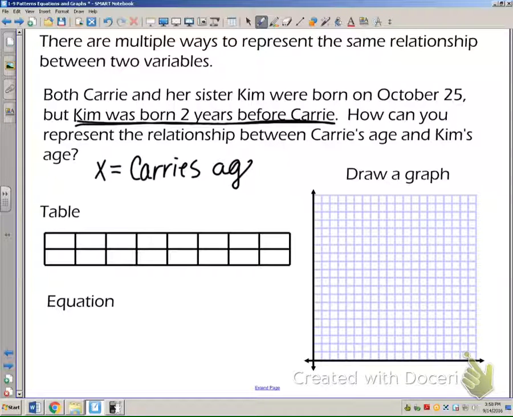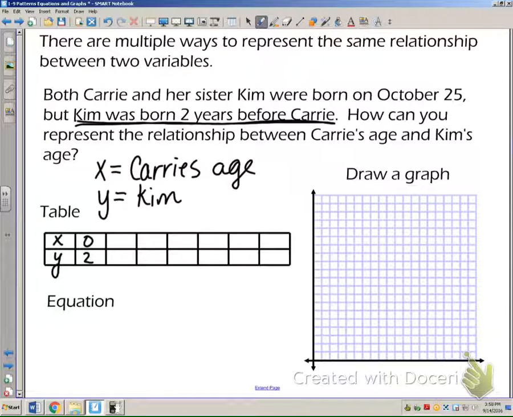And let's let y equal Kim's age. So now if you think about this, if Kim was born 2 years before Carrie, Kim was 2 years old when she was first born. Well, when you're first born, you're 0 for that whole first year of your life. You hear parents say, oh, she's 1 month old, or she's 2 months old, she's 3 months old. Then after that first year, they finally turn 1. So when she was just born, just a few months old, Kim was 2.